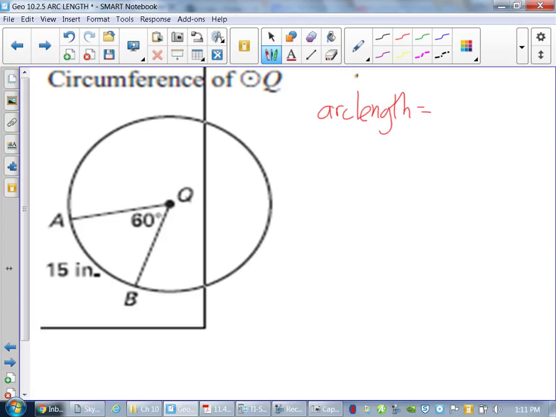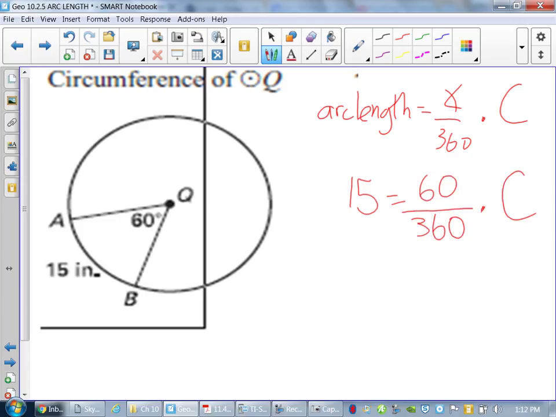Your arc length is angle over 360 times your circumference. Fill in the blanks. What's the reciprocal of 60 over 360? Flip it, which is 6. Your circumference then is 90.